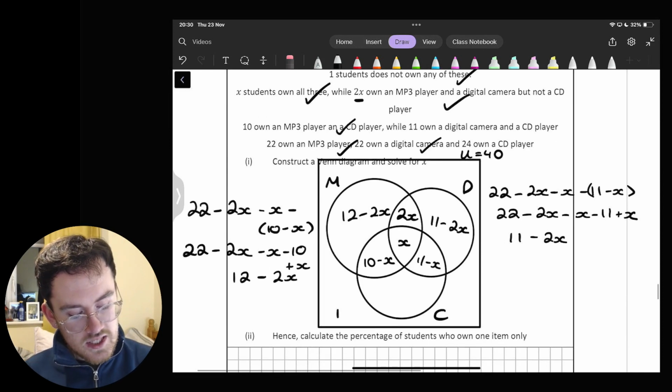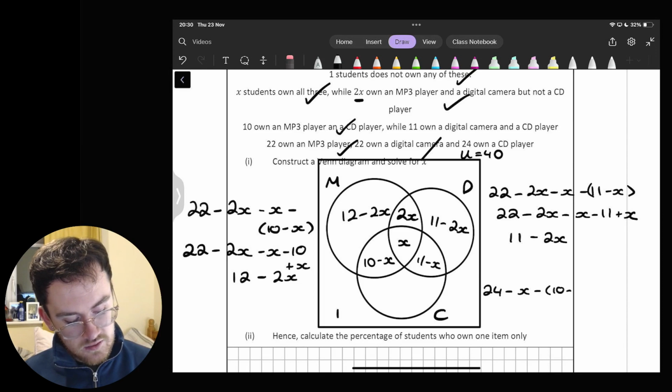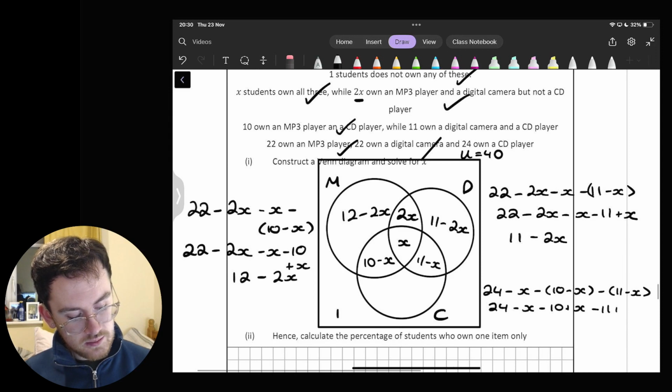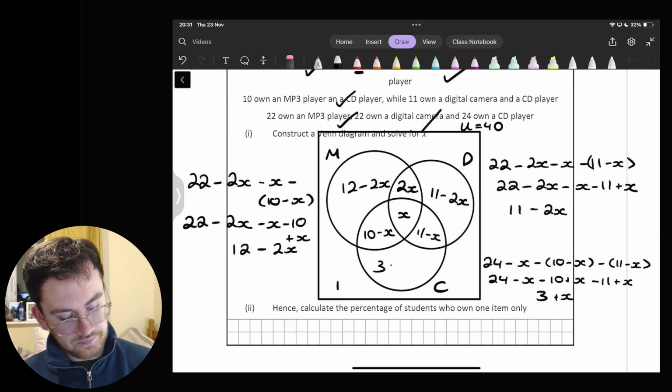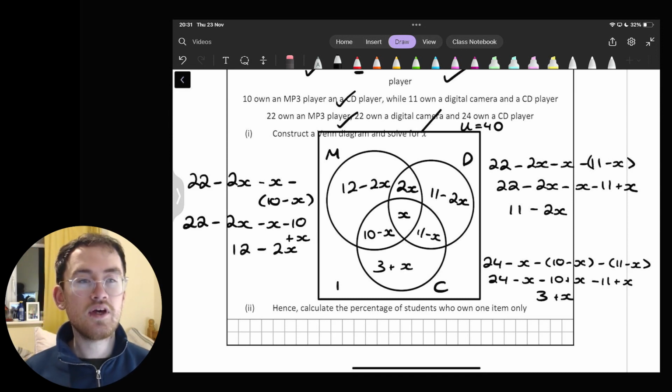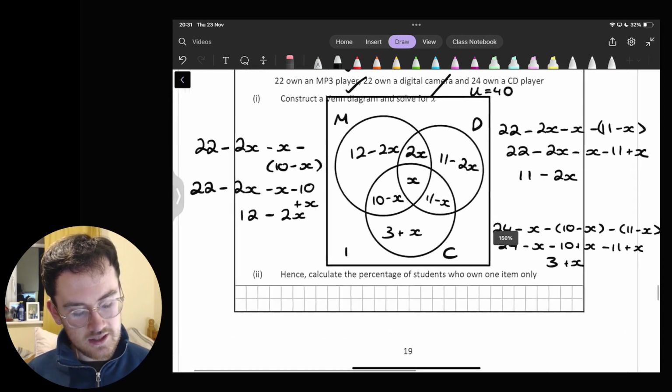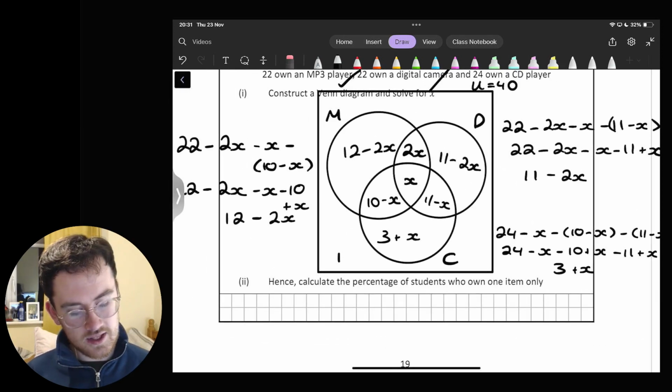We have a lot of x's going on here, but we're going to manage it. 24 own a CD player, so same idea again, minus x, and we have to be careful here twice, because of that same issue coming up twice in this one: minus 10 plus x, minus 11 plus x. So we get 3 plus x. Okay, we have to solve for x. So let's take that down into the squares here.